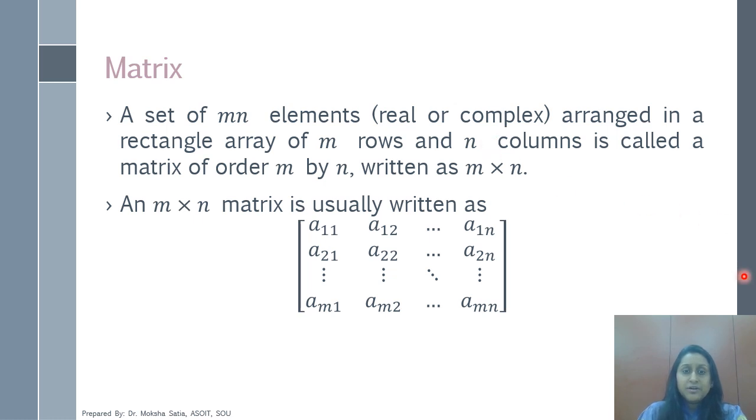The usual mathematical representation is in a form like this, where the first row is a11, a12 and going to the last element of row 1, which is a1n. Similarly, for the second row a21, a22 up to a2n. And if we go on like this, we reach the last row, which is am1, am2, amn. Here in a11, a12, the first 1 represents the number of the row and the second one is the number of the column.